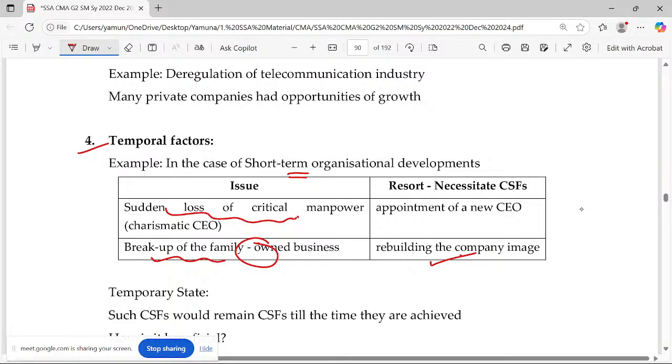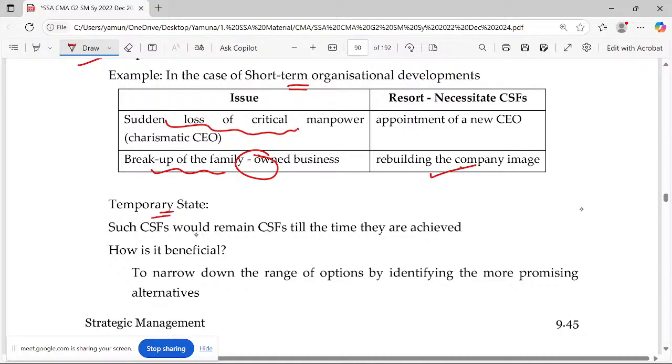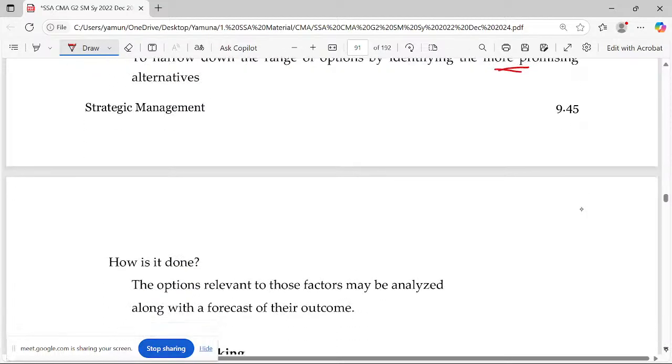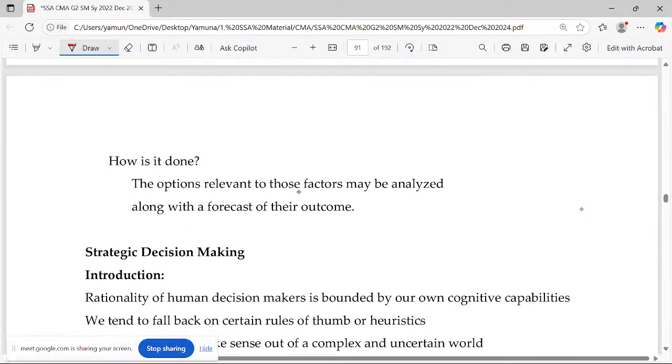He's giving full support as a mentor over the three businesses, and he's going to give three different businesses to three different children. So it's like a temporary state. Probably some critical factors, till the time they're achieved, you'll call them critical factors, but sometimes it might be changing. Sometimes it might be more promising. So you have to check on all those. How it is done, you just check which are the relevant factors, how you're going to analyze it. Shall I continue? Now we'll go for strategic decision making.